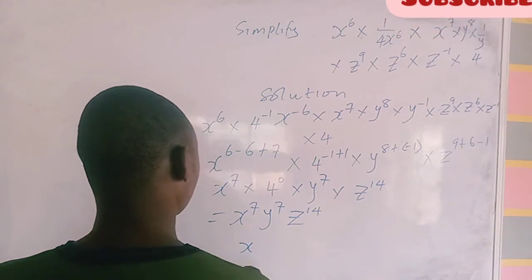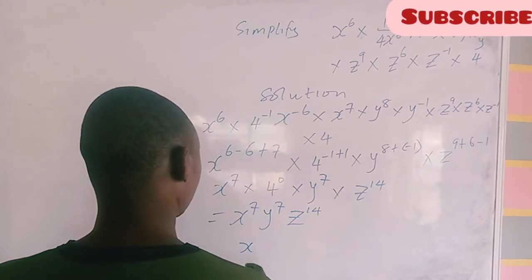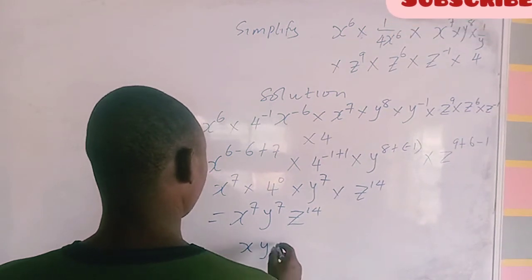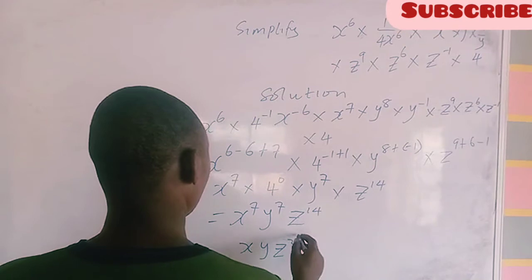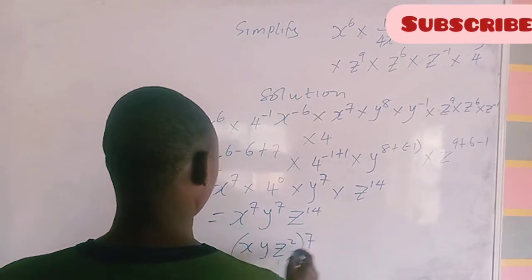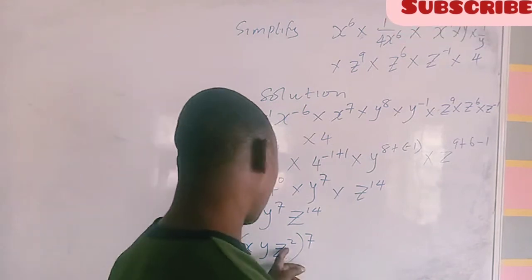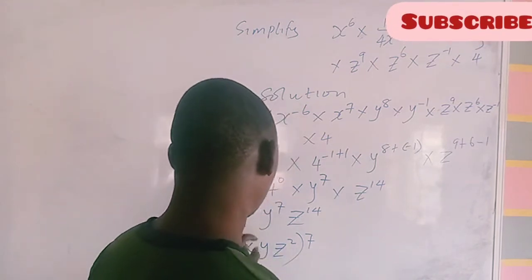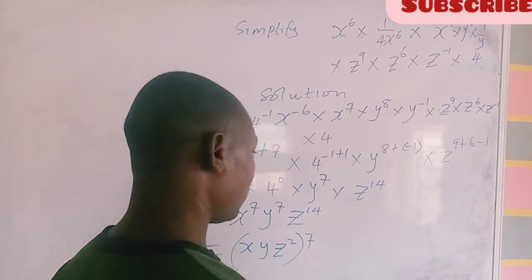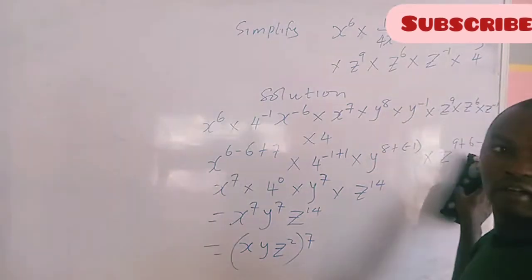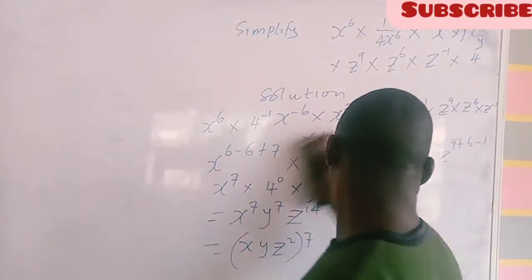x, y, x, y, z, 2, 7. Okay. So we want to use the 7 to multiply and open the bracket to get more. So that is how to handle this kind of question.